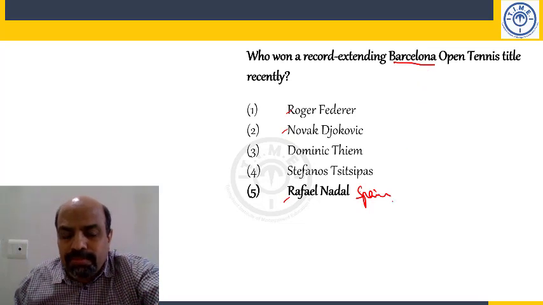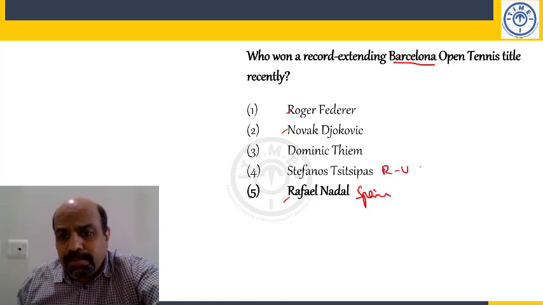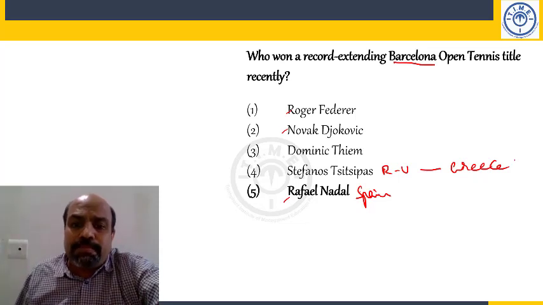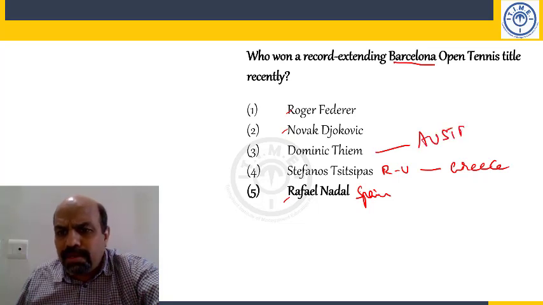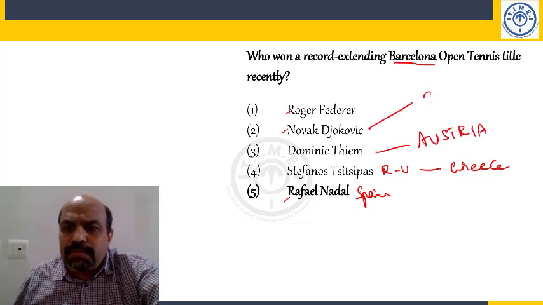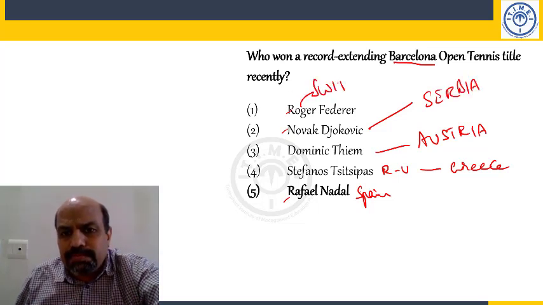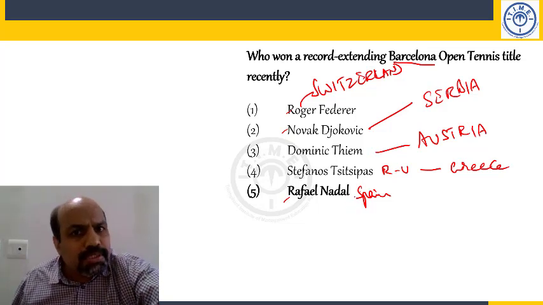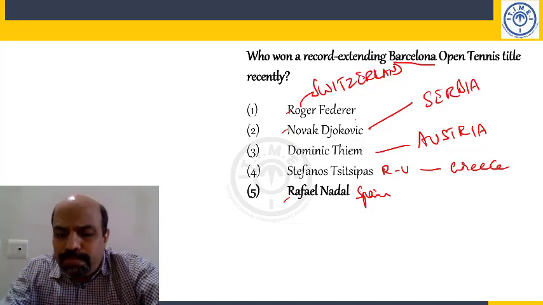Barcelona is in Spain, as you would know, and Nadal was the winner here. He defeated Stefanos Tsitsipas, who was the runner-up. He belongs to Greece. Dominic Thiem, if I'm not wrong, belongs to Austria, top five in the world. Djokovic, Serbia, currently world number one. Federer, Switzerland. So in this tournament, Nadal was the winner and Tsitsipas was the runner-up. Barcelona, remember, is in Spain.